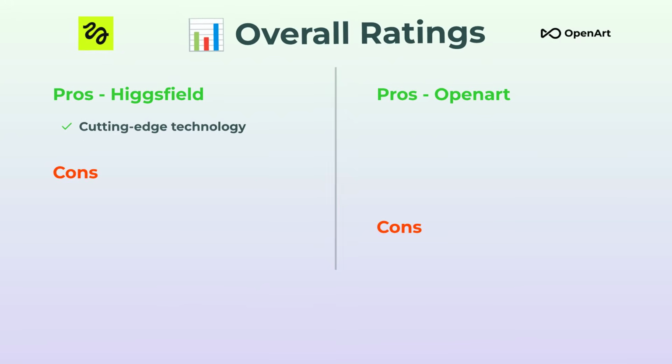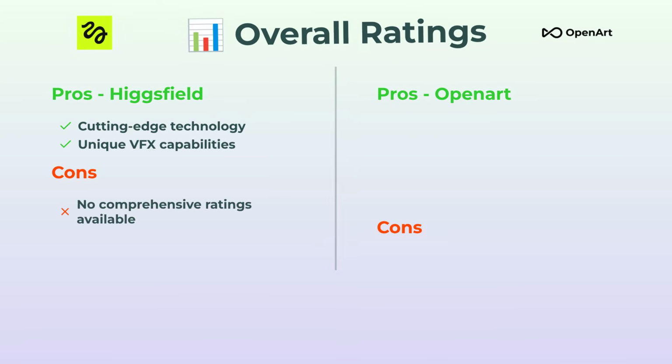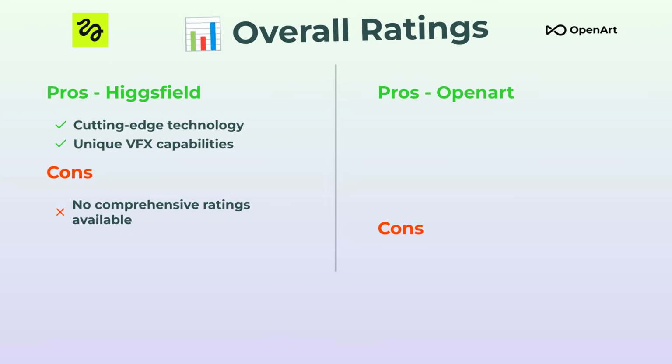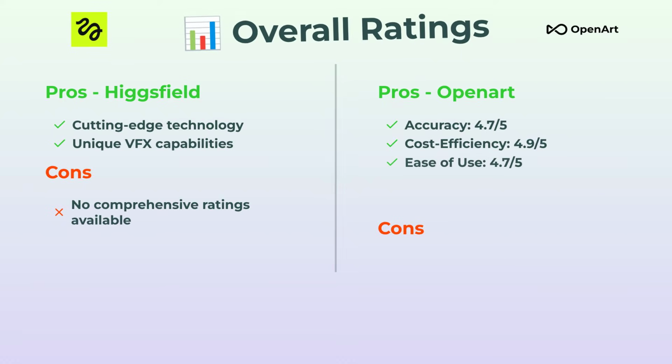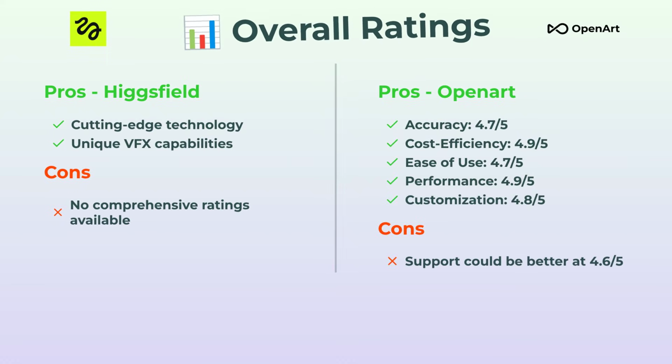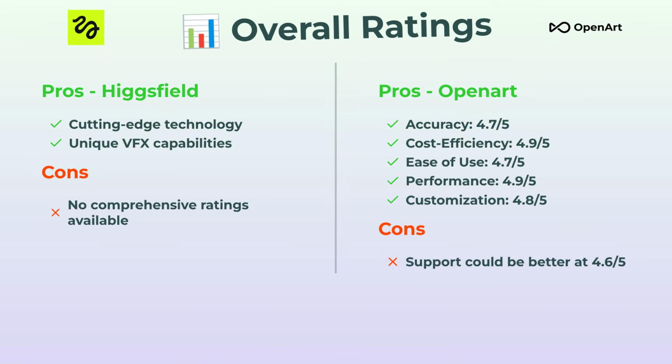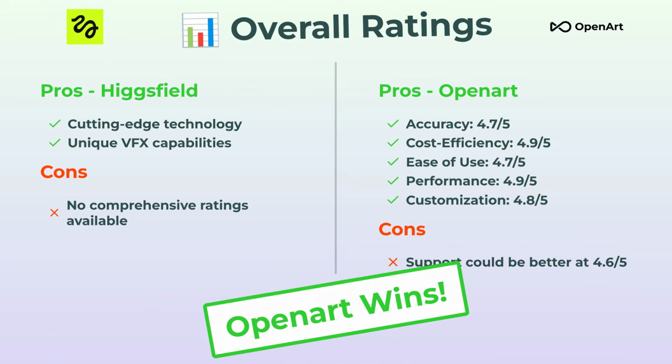Last up, overall ratings. Higgsfield is still pretty bleeding edge. The tech is cool, but there aren't really any comprehensive ratings out there yet, which always makes me a bit hesitant. OpenArt, though, it's stacked. Nearly 4.7 out of 5 on accuracy, over 4.9 on performance and cost. Super easy to use, and even customization is rated highly. Their customer support could be better, but overall, OpenArt clearly takes it here.